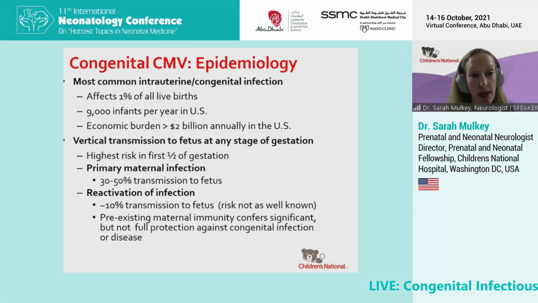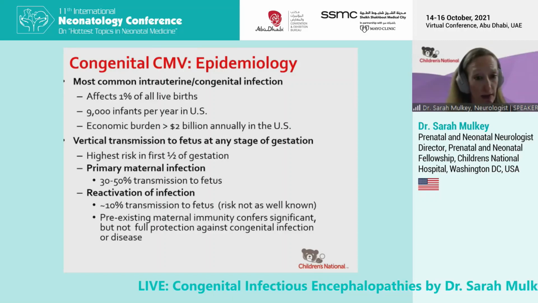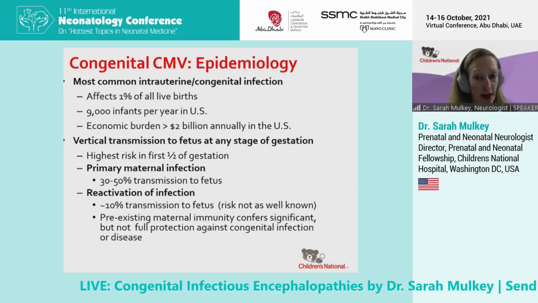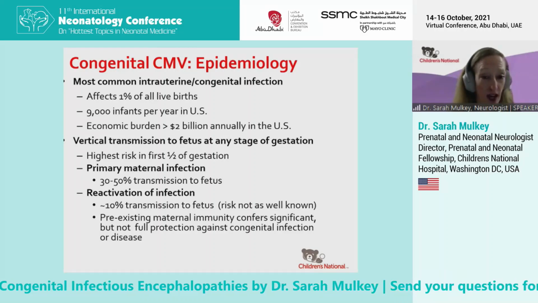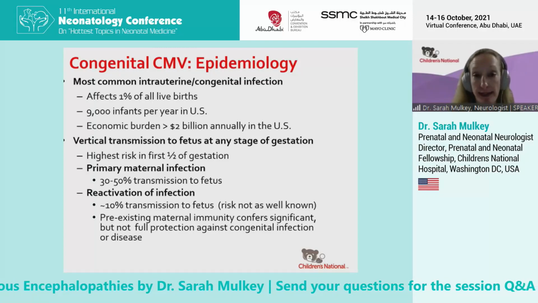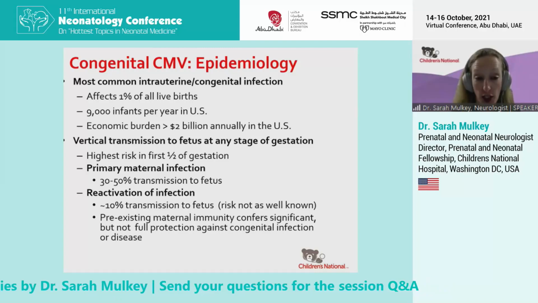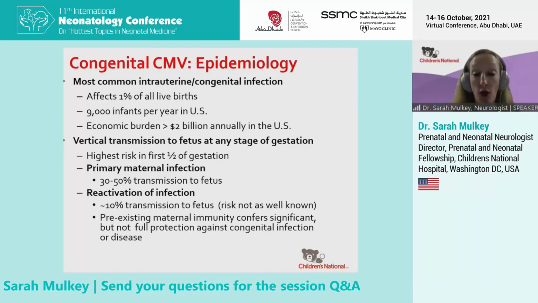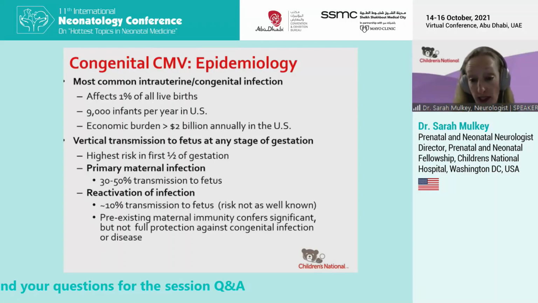So congenital CMV is the most common intrauterine congenital infection. It is very important because it causes a huge economic burden. 9,000 infants are affected in the US each year, and it's potentially 1% of all live births. Vertical transmission can occur to the fetus at any age in gestation, but the highest risk is in the first half of gestation. When a mom has the primary infection, like in this case, there's a 30 to 50% risk of transmission to the fetus.